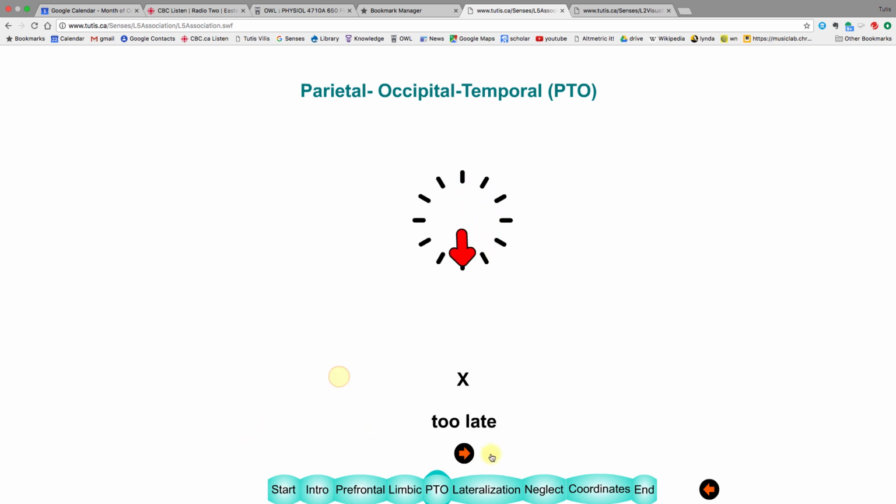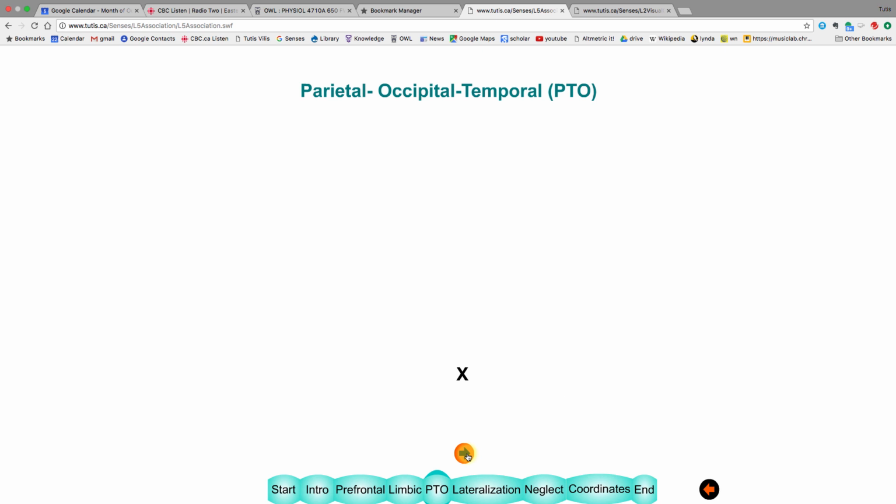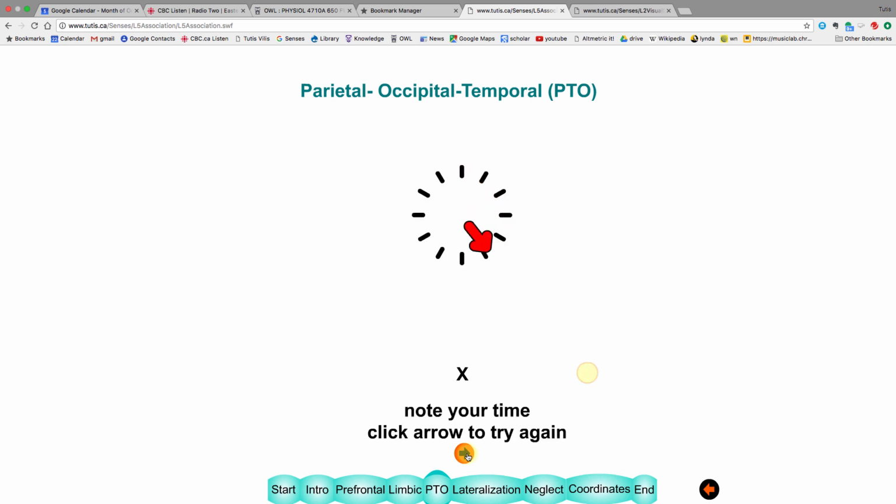Okay. Too late. Okay, I'll do it again. Okay, what could you do? Could you hit the table when you see the yellow circle?